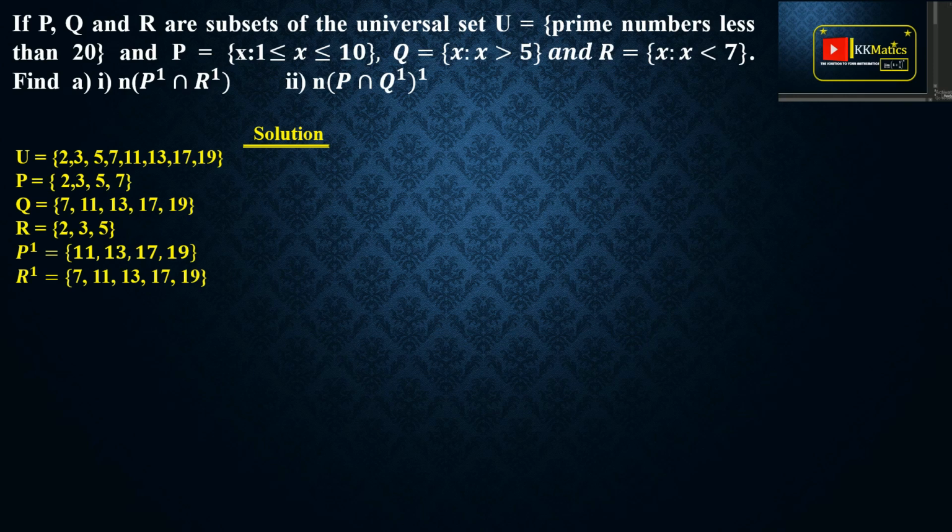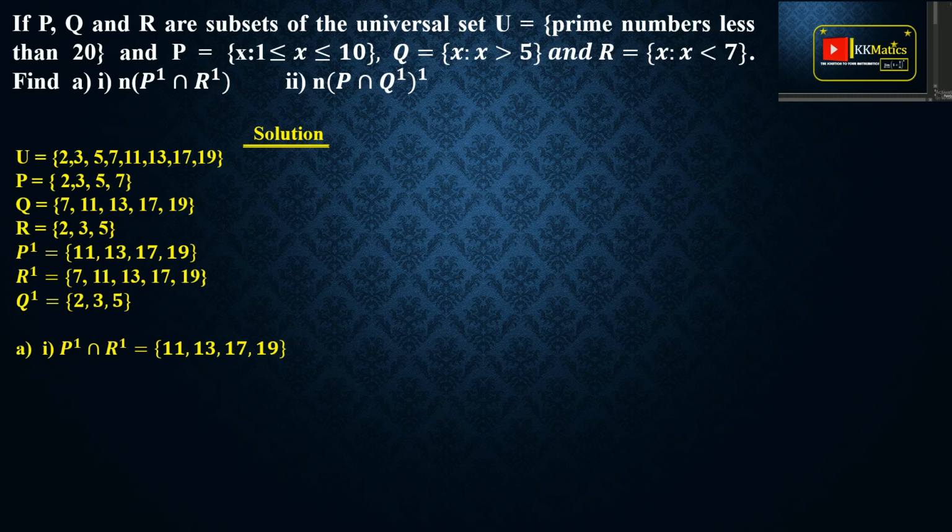The next thing for us to find is Q complement, which also means elements that are not in Q but can be found in the universal set. And what are they? That's 2, 3, and 5. That's what we've written there. So we go straight ahead to find what the question is demanding us to find here.